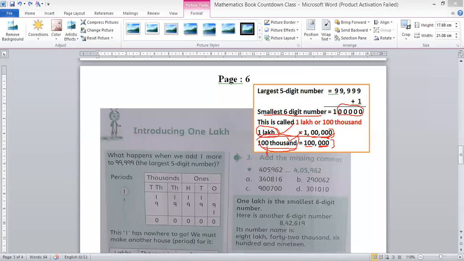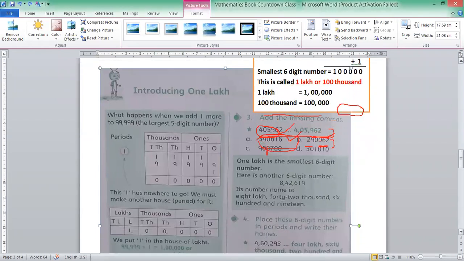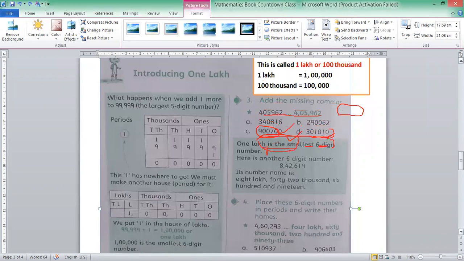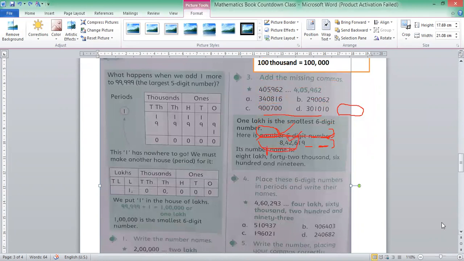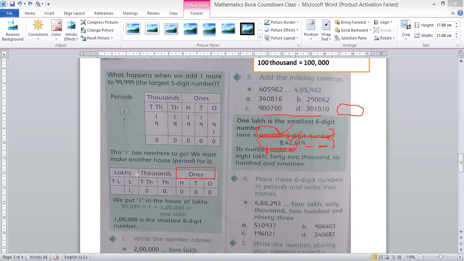Now I'm going to move to how we write a 6-digit number in a period chart. Students, look at this chart or this period. Whenever we want to write or read a 6-digit number in the Pakistani way, we must put the number in 3 portions. Look here, this is the first portion, this is the second portion, and this is the third portion. The first portion is called ones, the second thousands, and the third lakhs.